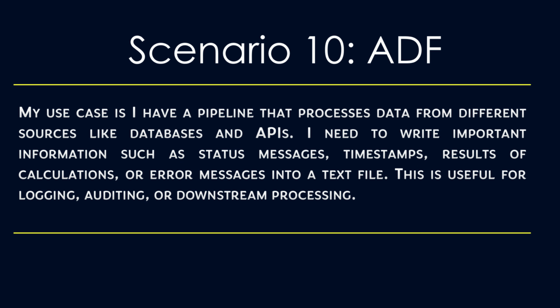Coming to my use case, I have a pipeline that processes data from different sources like databases and APIs. I need to write important information such as status messages, timestamps, results of calculation or error messages into a file. This is useful for logging, auditing, or downstream processing.